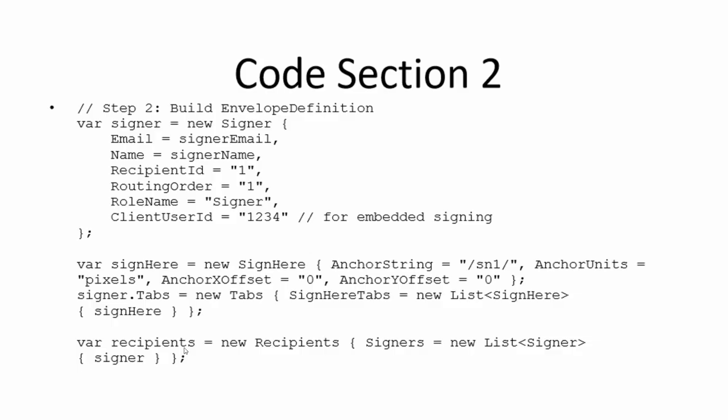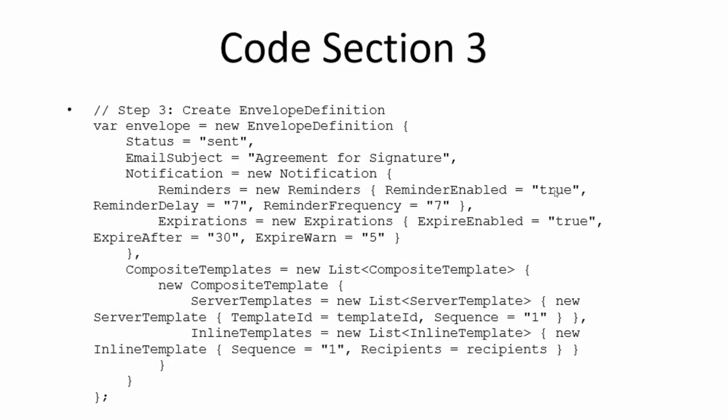So it means you can create multiple signers in a single document. Now, once you have set up the signer or recipients, you will build the envelope definition. Here you will see the status will be sent, as we are sending the document for the first time, and at the initial stage, the email subject is whatever you want to set.